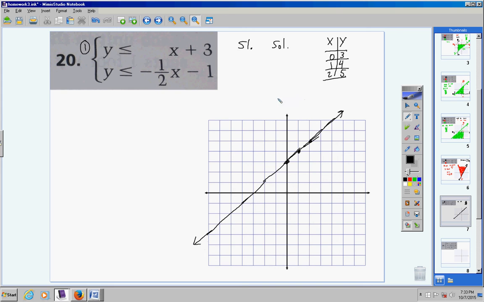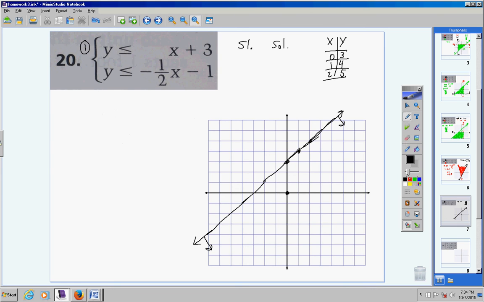There we go. Now, we're going to test 0, 0 to know where to shade. So where my y is right here, I'm going to put a 0. Where my x is right here, I'm going to put a 0. 0 is less than or equal to 0 plus 3 is 3. That's true. 0 is less than 3. So I'm going to shade downward toward this true point right here. 0, 0 is true. It is accurate.